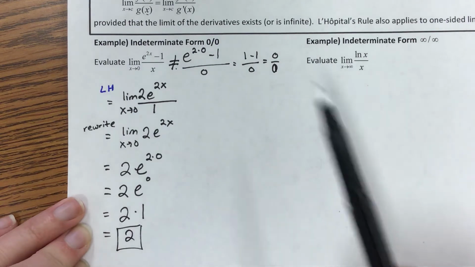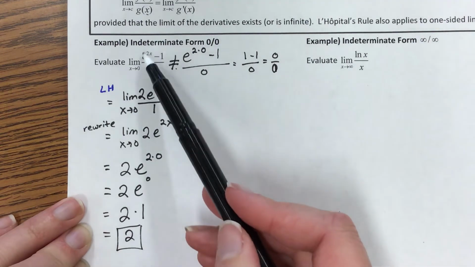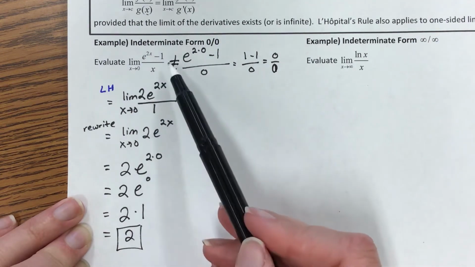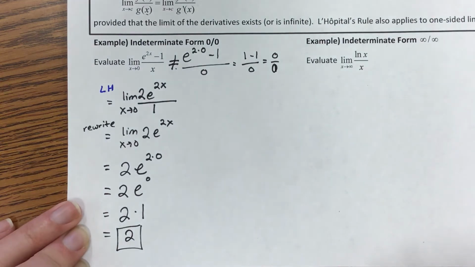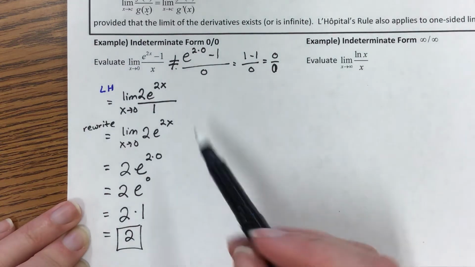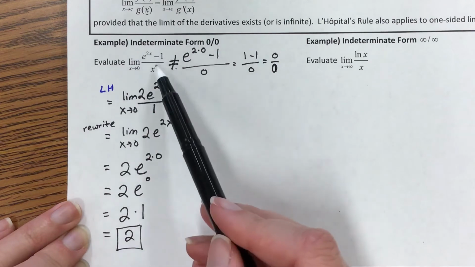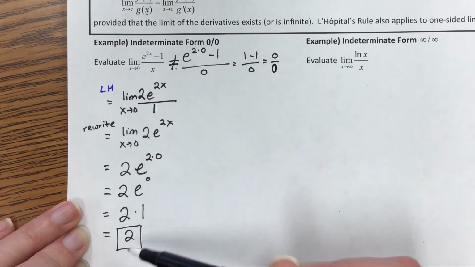Right? So as x gets close to 0, the graph of this fraction would get close to the y value of 2. So both sides of this fraction graph get close to the point (0, 2).